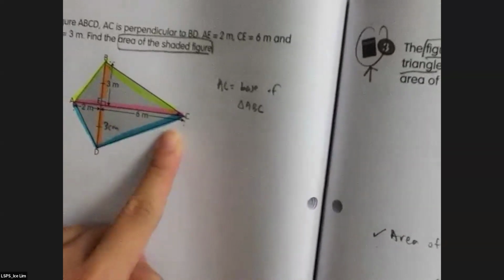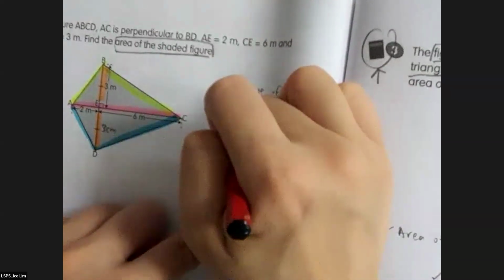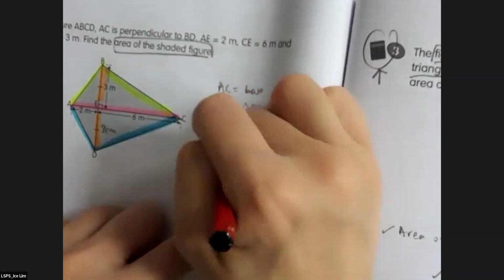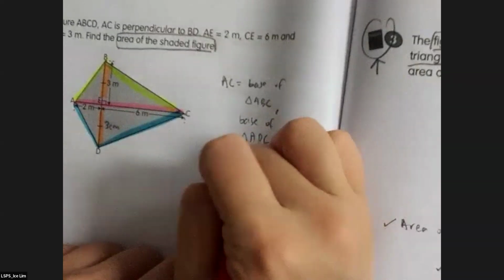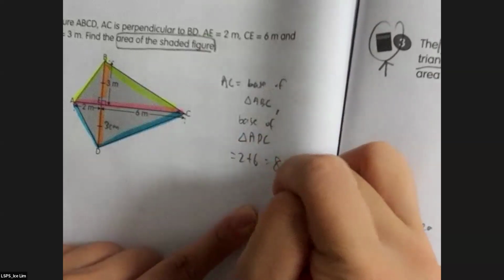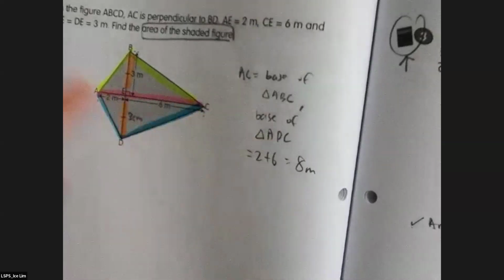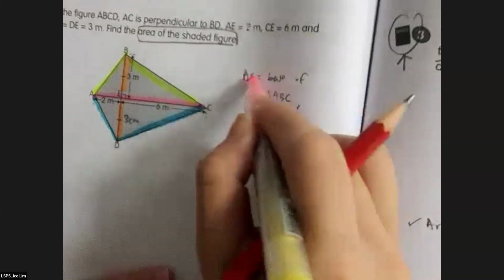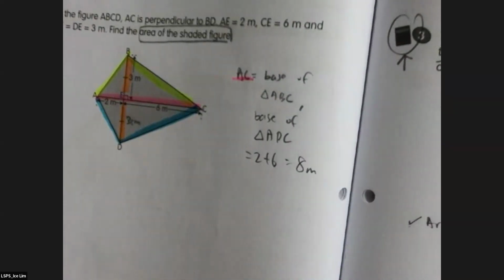Okay. So I wrote here the length of AC, A to C, right? It is the base of triangle ABC. It is also the base of triangle ACD. And that's 2 plus 6 equals 8 meters. So immediately I can see this pink color, that's what I'm talking about. This pink color is the base of both the yellow triangle and the blue triangle. And the heights are the same, 3 meters.